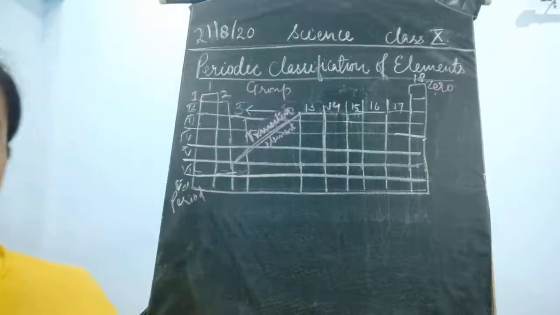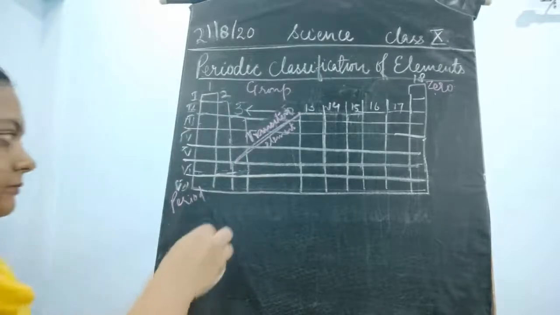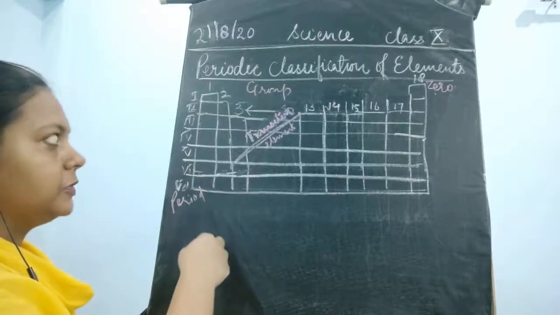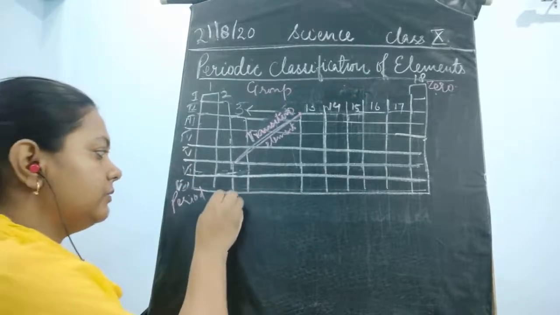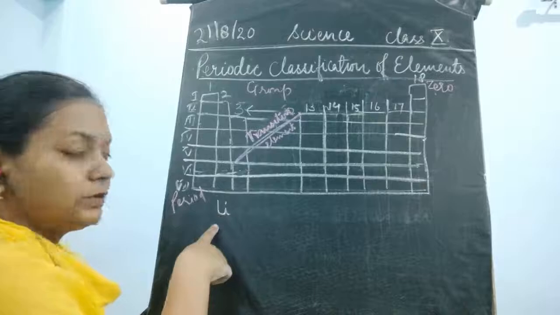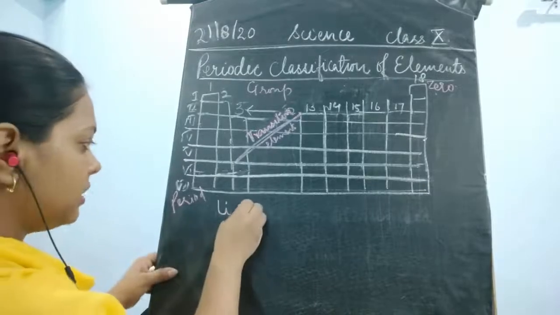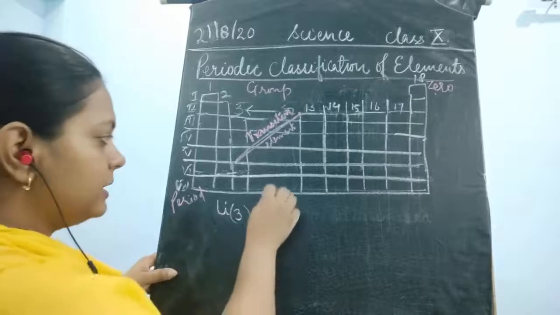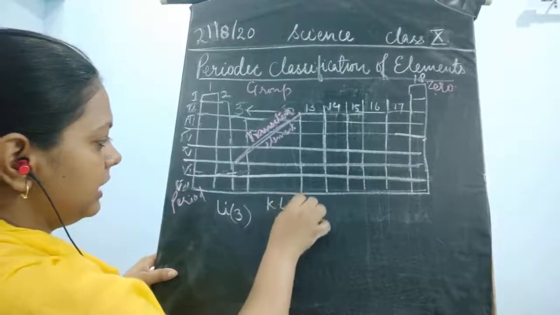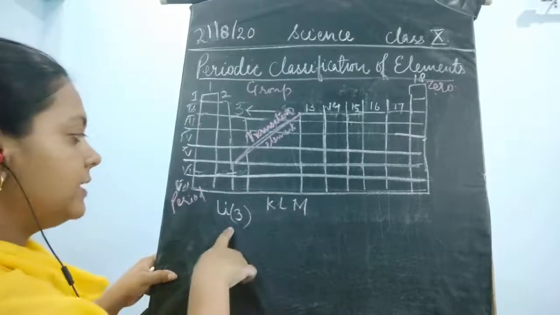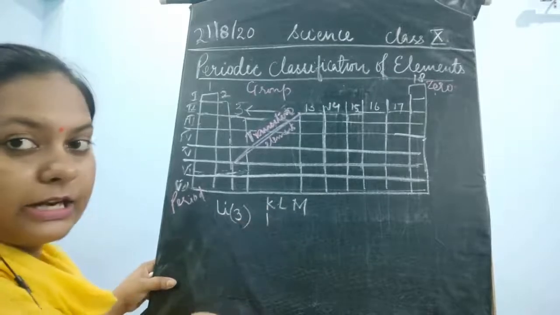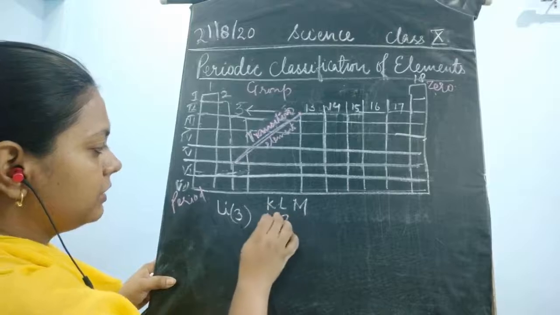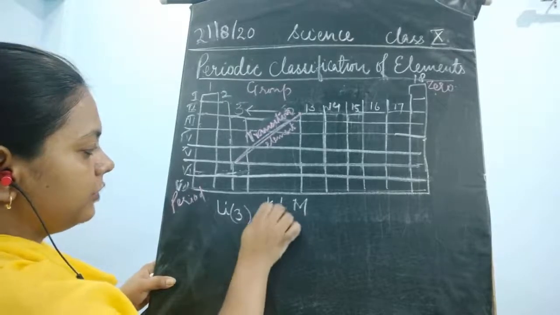I'll just write down the way by which you could place this lithium in this periodic table. Fine. So we'll write down lithium, whose symbol is Li and its atomic number is 3. Now with the atomic number 3, what would be its electronic configuration? K, L and M. We will write it like this. So if it is 3, then in the first shell it is having 2 electrons. Now in the second shell, how many electrons?